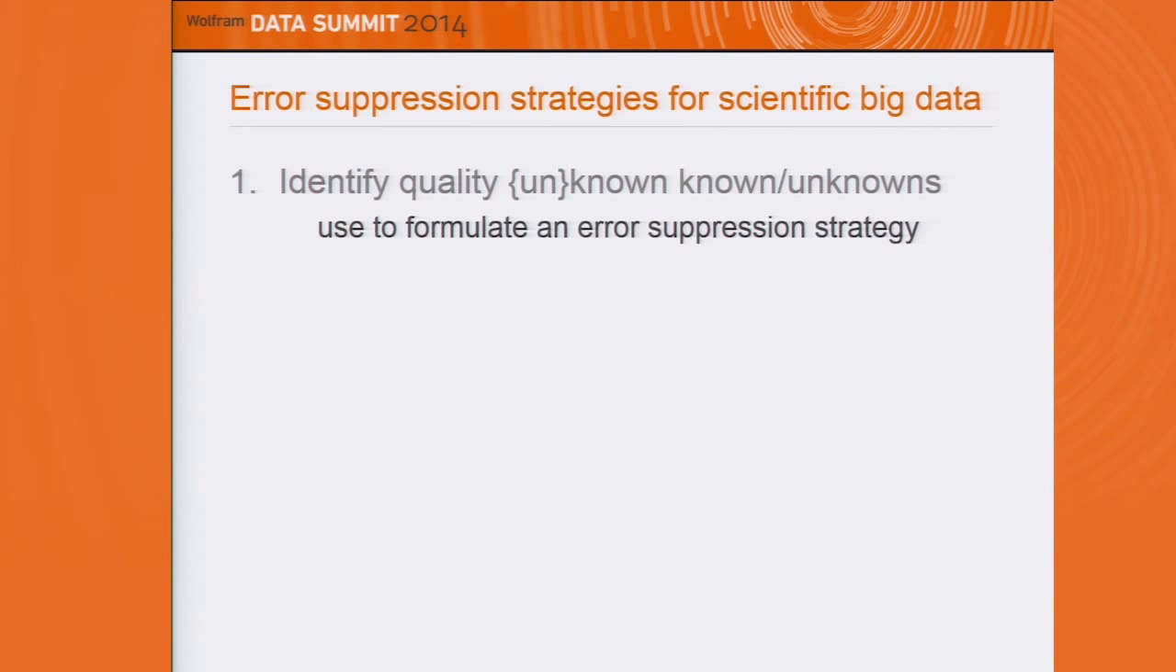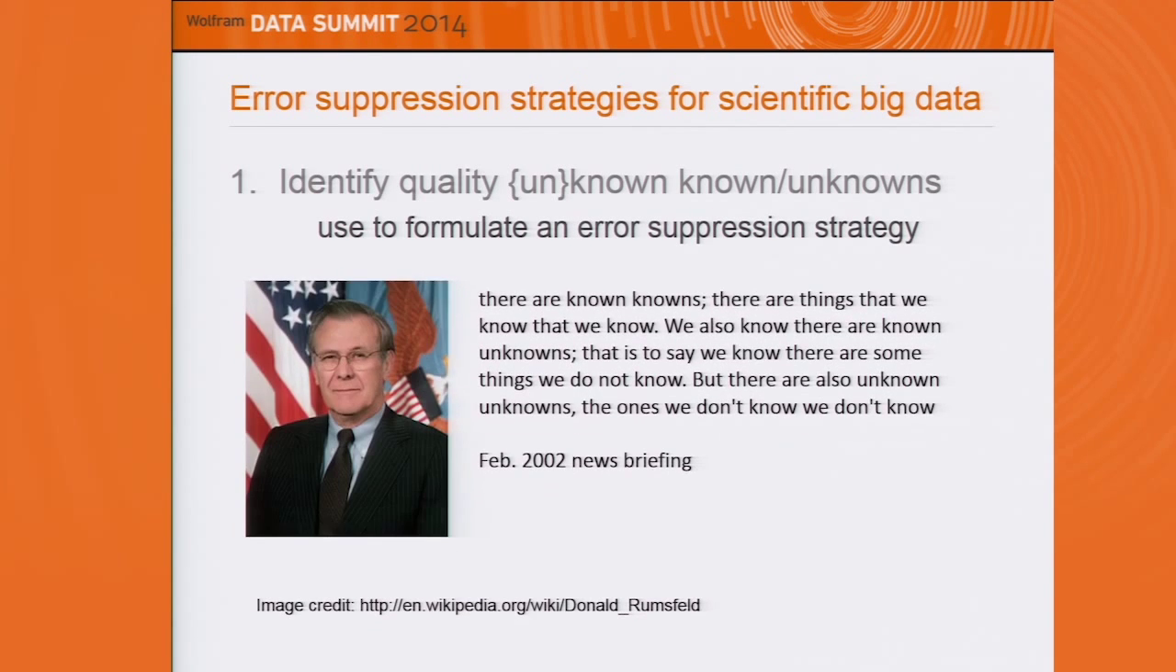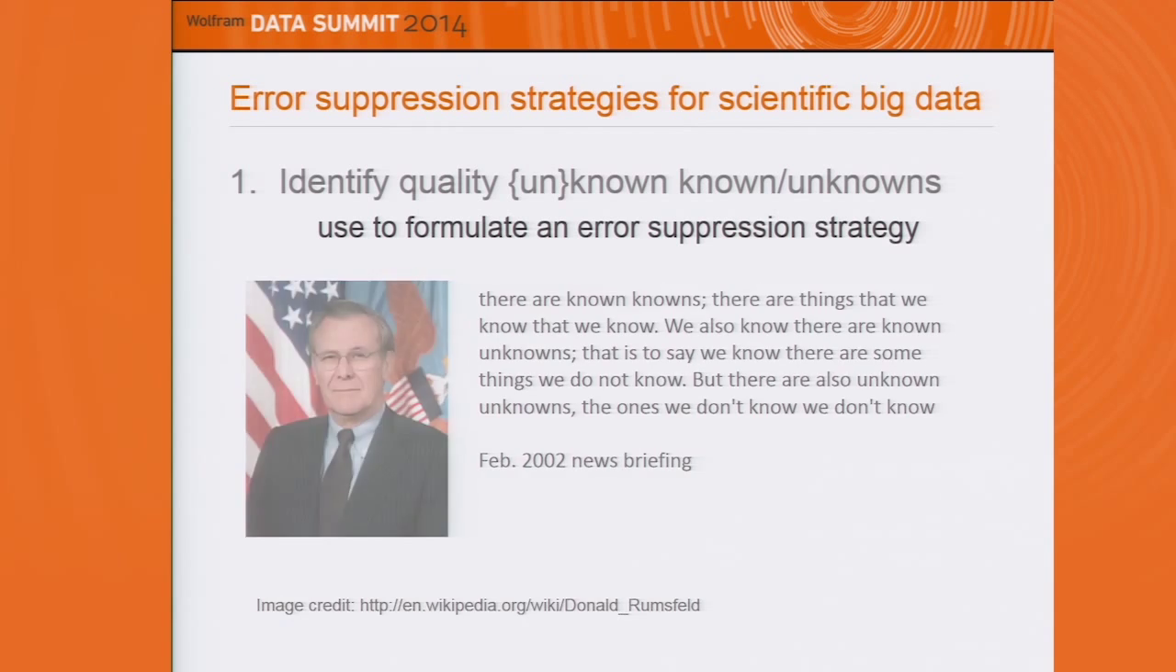Okay, so known unknowns. There's this guy named Donald Rumsfeld, and he had this thing: there are known knowns, things that we know, but there are known unknowns, which is to say that there are some things we do not know. We know that we don't know. But there are also unknown unknowns, things we don't know what to do about. Well, in the case of chemical space, we have to know our information and see what our known knowns and known unknowns are, and try to get a handle on some of the unknown unknowns.